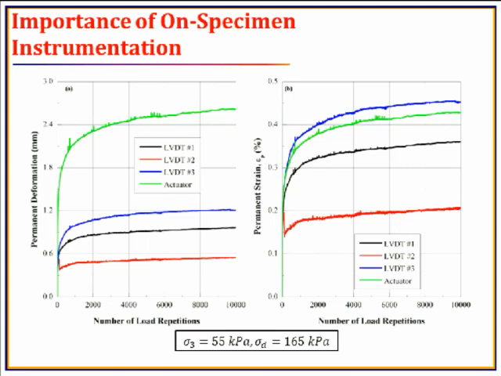And we have often noticed that among these 3 LVDTs, 2 of the LVDTs are generally close to each other and 1 is not. That's the general case. So your specimen may be tilted and you may be getting wrong answers if you are relying only on the actuator displacement for the permanent deformation trend or the permanent strain trend.